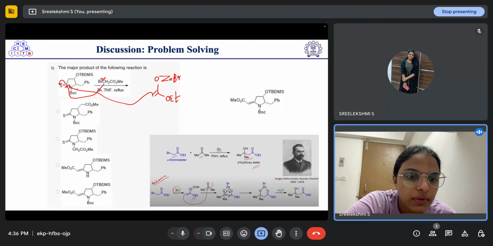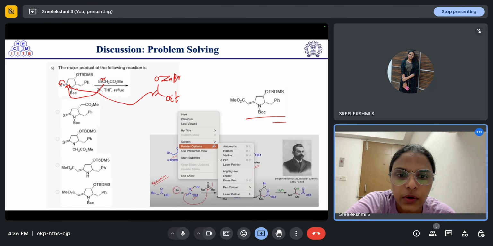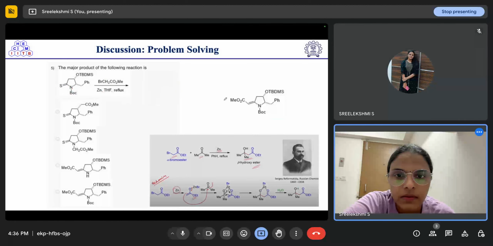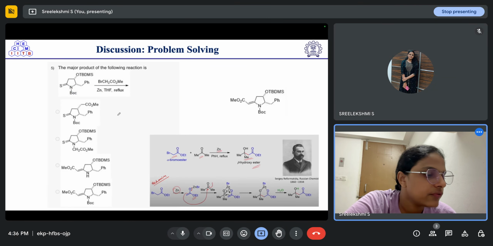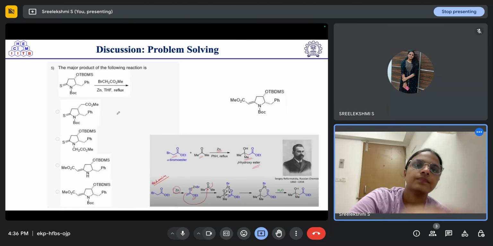So once it is formed, if there is a possibility for elimination, this water molecule will be leaving out, and we will be getting this alpha beta unsaturated ester as the major product. Okay, so this is an example of the Reformatsky reaction.